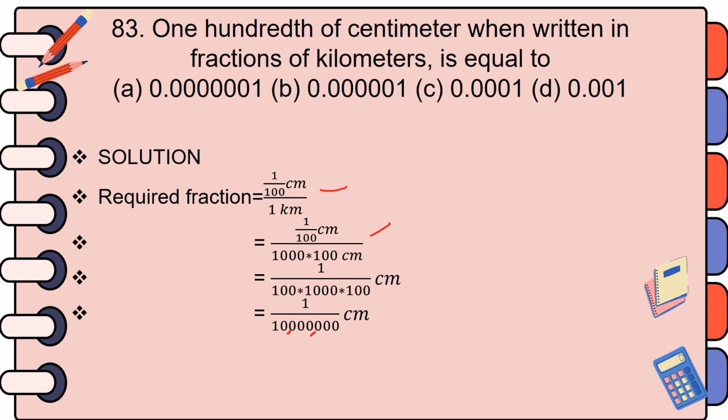And convert this into its decimal form. There are 7 zeros here, and you have a 7-digit number. So your answer for this question is 0.0000001, choice A.